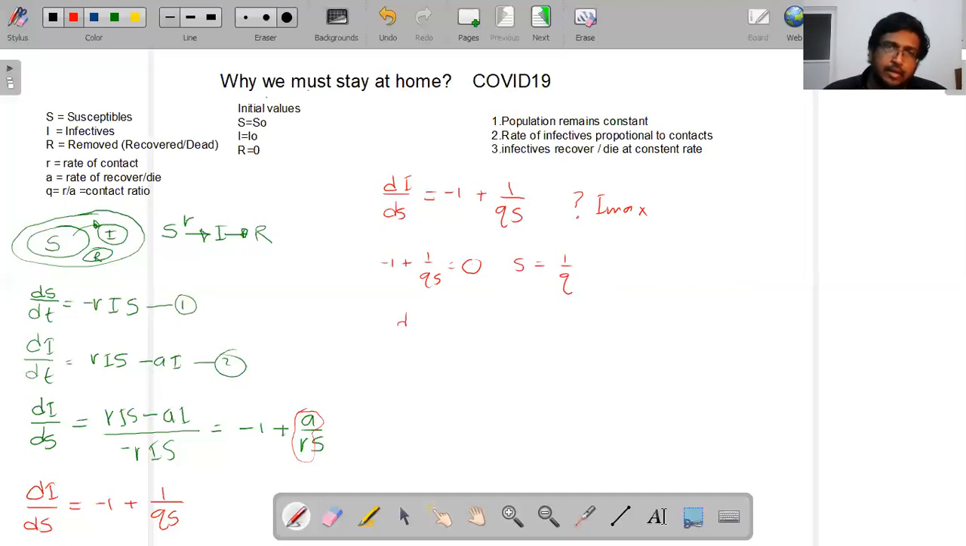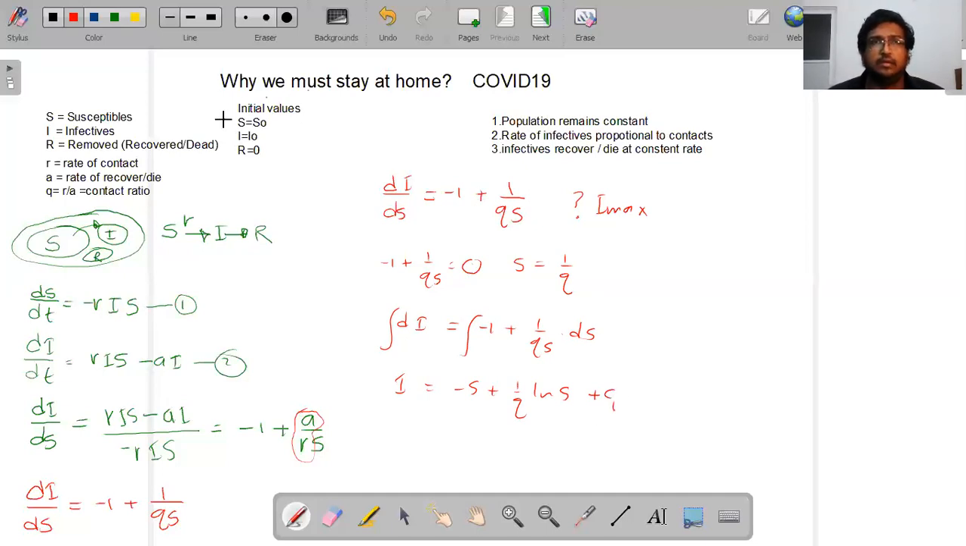And at the same time, we can take this differential equation di over ds. You can cross multiply, then you get di equal minus 1 plus 1 over qs into ds. Now you can integrate both sides. This would be I equal minus s plus 1 over q ln s plus c1. C1 is the constant. To find C1, we can use this initial condition.